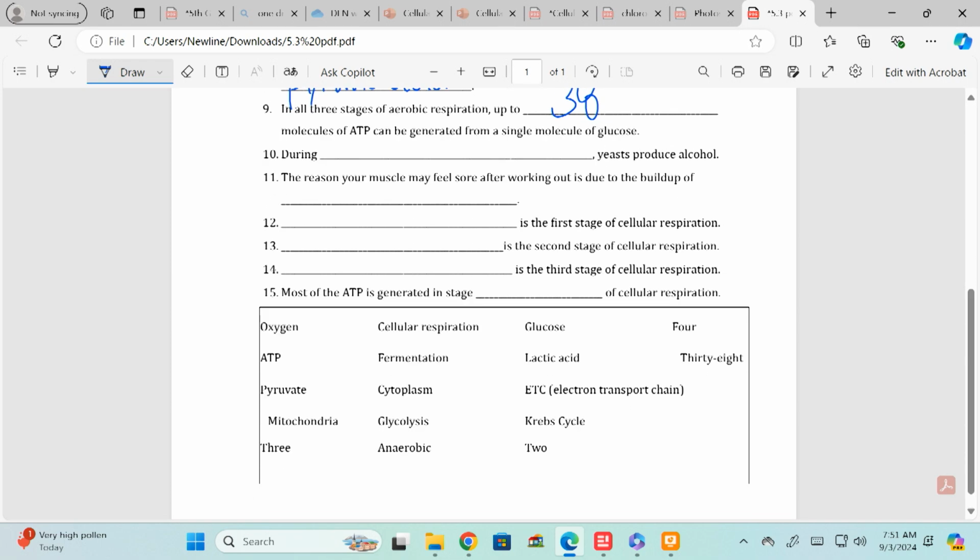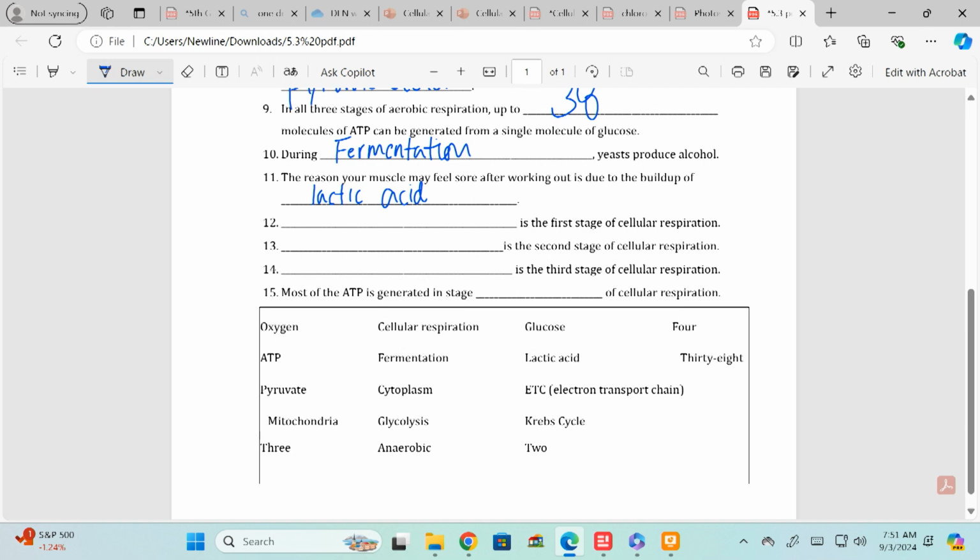All right, so 10. During blank, yeast produce alcohol. So out of these words, which of these words mean when the yeast is making alcohol? That's called fermentation. Great. All right, let's go to 11. The reason your muscles may feel sore after working out is due to the buildup of what? So when you don't have oxygen, your body starts to do lactic acid fermentation. That's going to leave your muscles feeling sore because you have all this lactic acid built up. So lactic acid. Great.